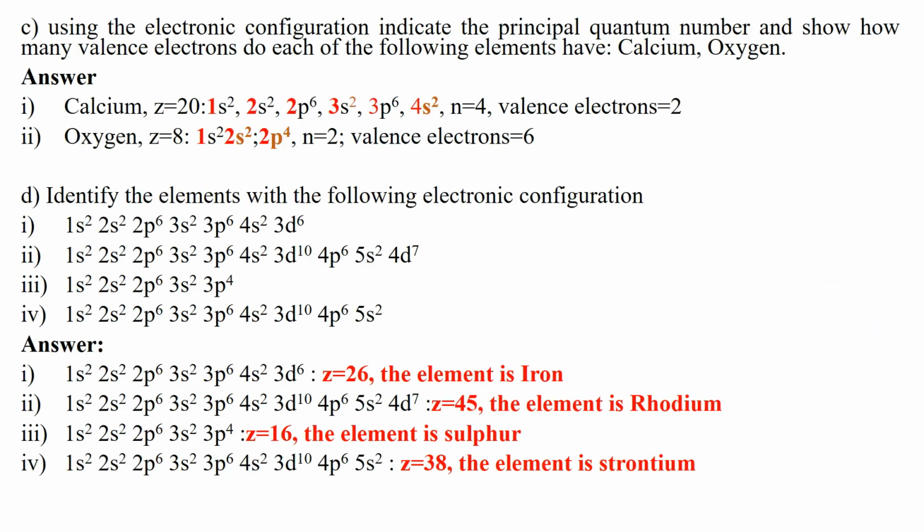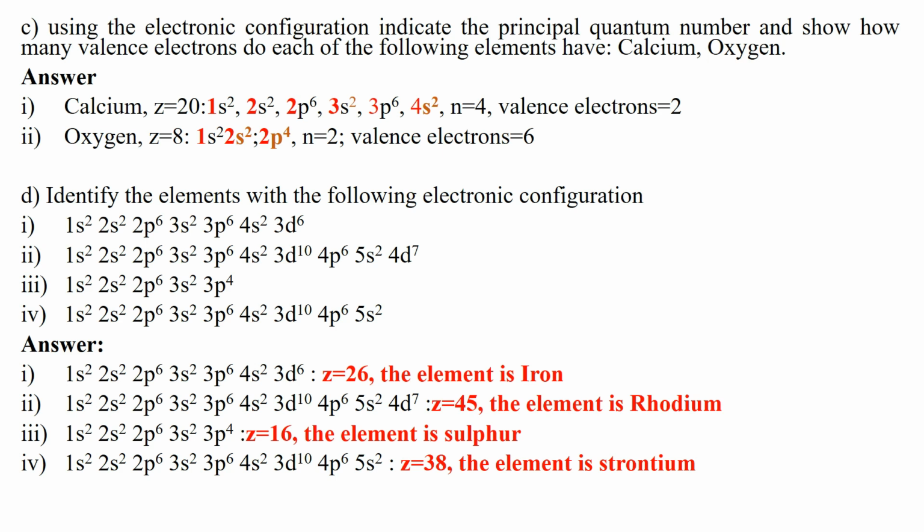Now, indicate the principal quantum number and show how many valence electrons each of the following elements has. We have calcium and oxygen. Looking at calcium, we draw the electronic configuration as 1s2, 2s2, 2p6, 3s2, 3p6, 4s2. Then what will be the value of n?